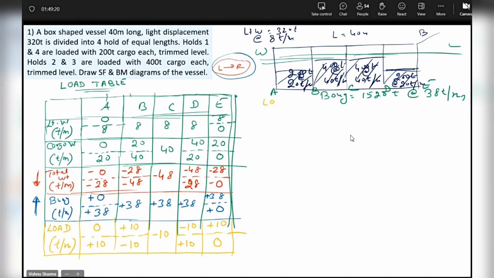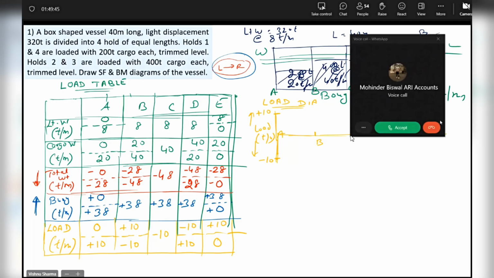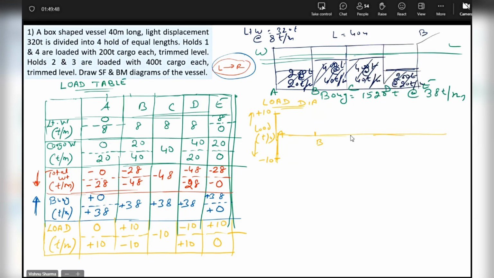Okay, now we will make the load diagram based on these values. I have minus 10 and plus 10, so I don't have to worry about the scale. You should also learn these tricks: whatever you take as plus 10, the same distance you can take as minus 10. This will be load in tons per meter. I have A, then 10 meters from here I have B, then I have C, D, and E.